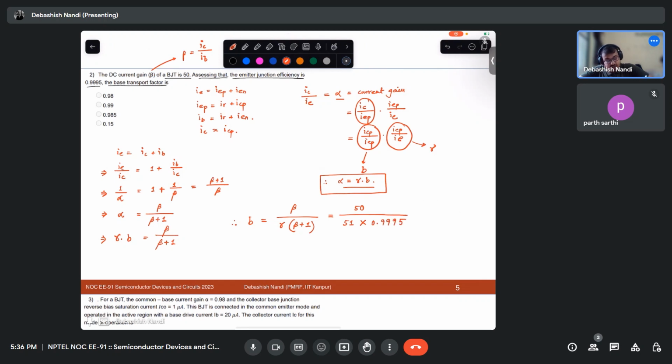0.9995. Okay. So if you compute it, it will come out to be around 0.98. So your base transport factor is equal to B is equal to 0.98. Okay. So did you get that?